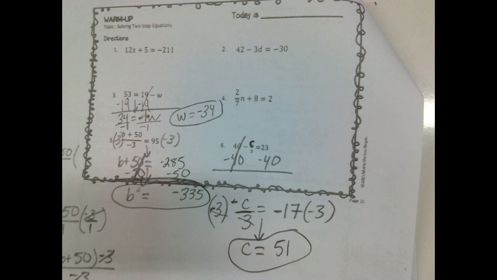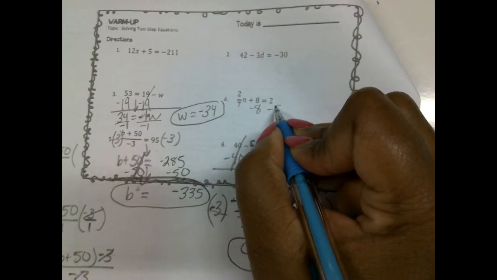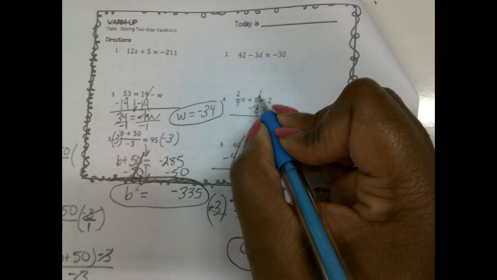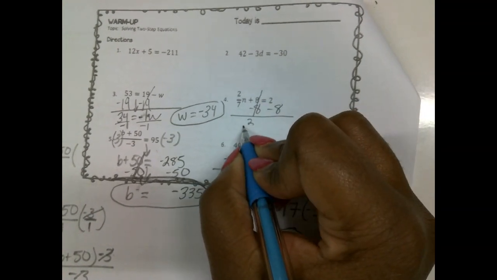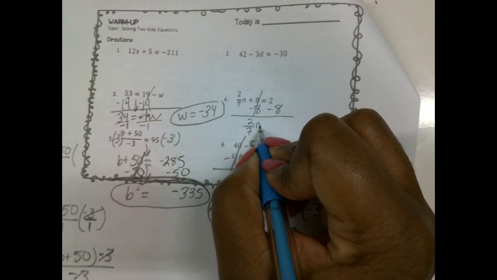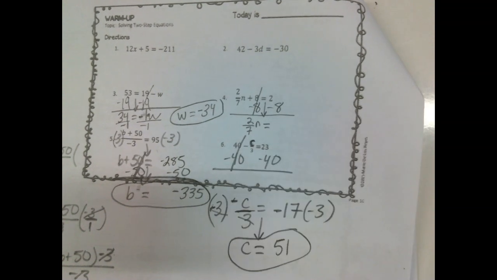Okay. So what's on the same side as the N? You got 2 over 7. You said that. What else is over there with N? You have to subtract 8 on both sides. Okay. You got it. So this is gone. And then we have 2 over 7 N. And now we got 2 minus 8. What's 2 minus 8, y'all? Okay.